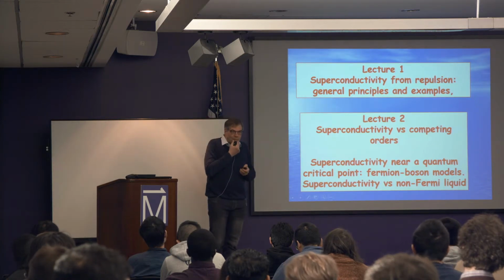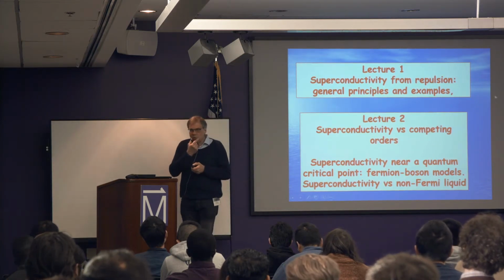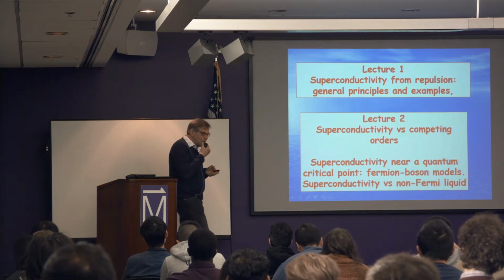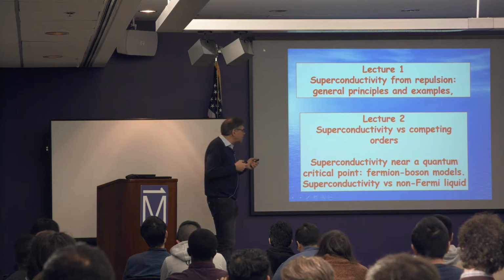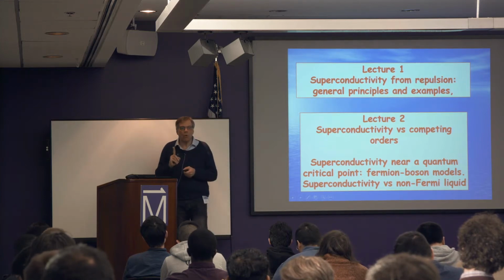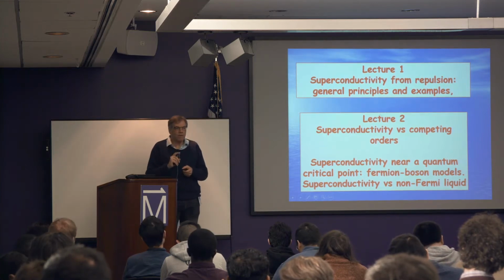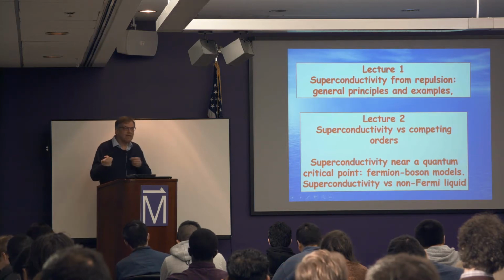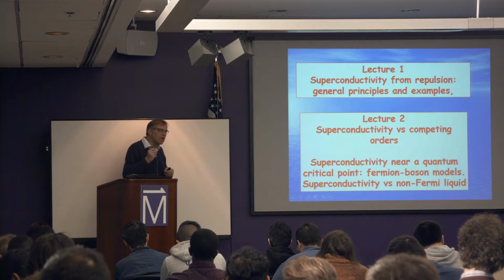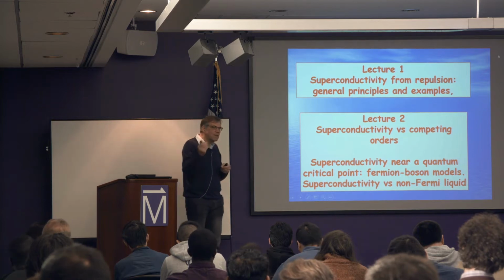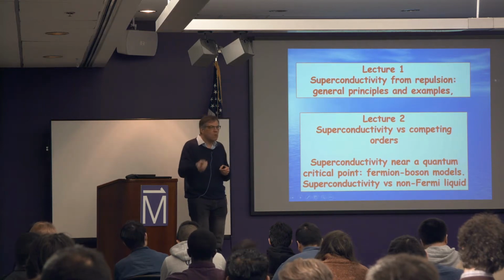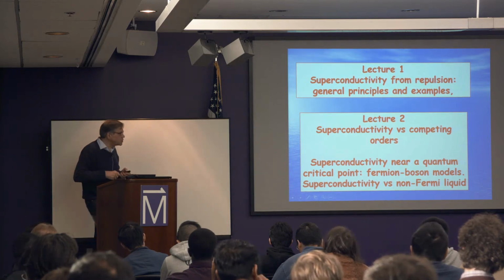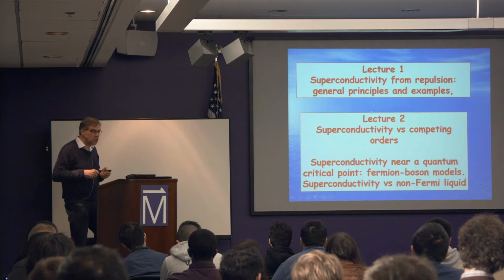Here's what I will do today. I will finish what I was supposed to do yesterday, but there was definitely not enough time, and we'll discuss the issue of superconductivity versus competing orders. What happens if there are other orders besides superconducting, and how superconductivity competes when the same interactions want to produce, say, magnetism and superconductivity, or charge order and superconductivity. This will be part of the story which goes under the umbrella of the renormalization group.